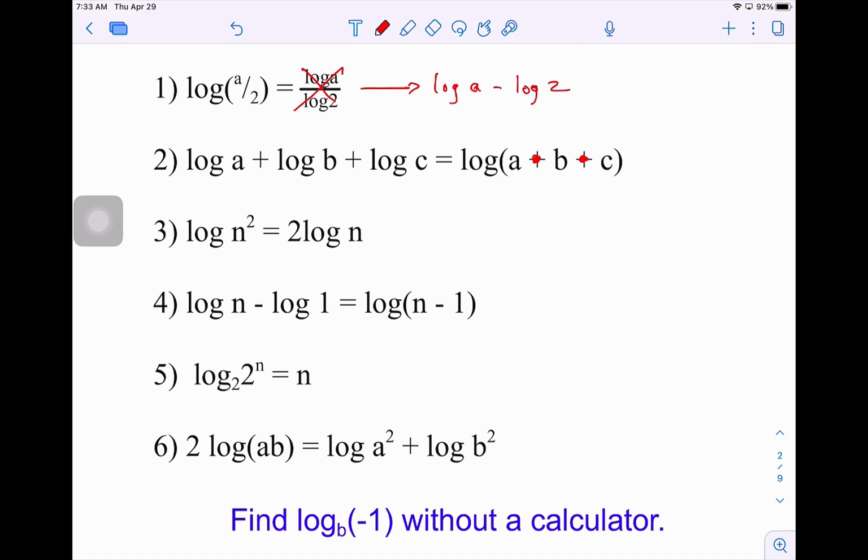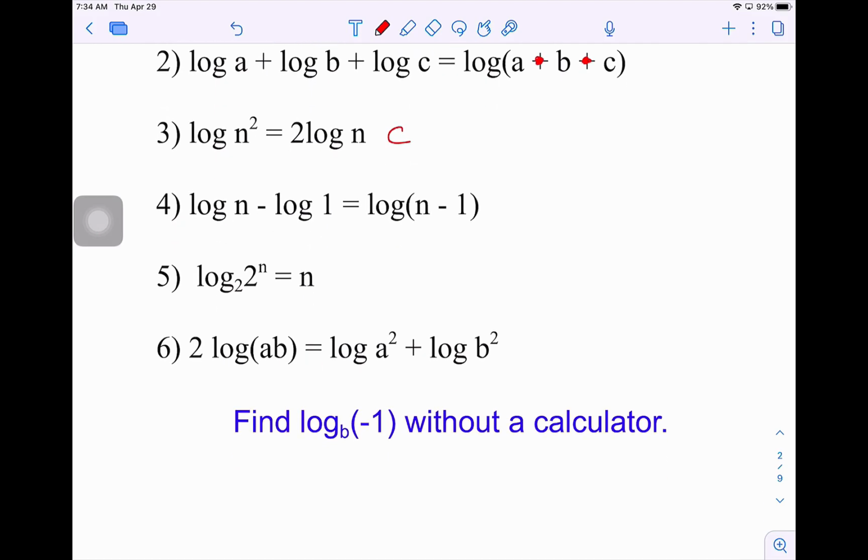Good. How about number 3? Correct or wrong? What do we think? Elias, what do you think? Correct. Okay. Yeah. This is one of your properties. Anytime you take the log of something raised to a power, you can always bring that power up front. So that one's correct.